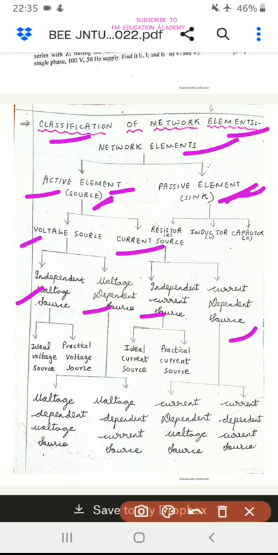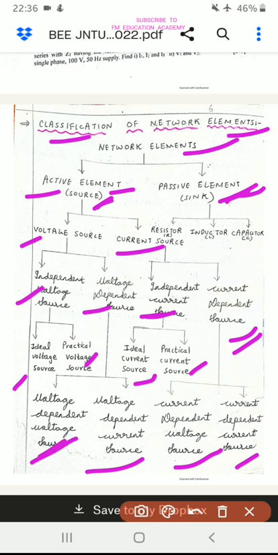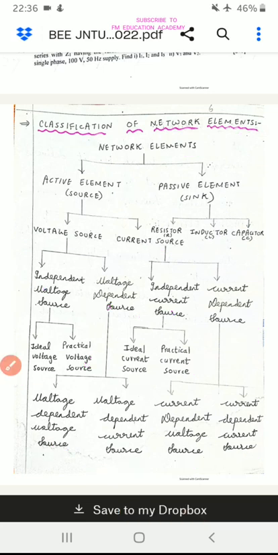Again, independent voltage source is of two types, ideal voltage source and practical voltage source. Voltage dependent source is of two types, voltage dependent voltage source and voltage dependent current source. Independent current source is of two types, ideal current source and practical current source. Current dependent source is of two types, current dependent voltage source and current dependent current source. So basically there are four dependent sources, and then passive elements are of three types: resistor, inductor and capacitor.